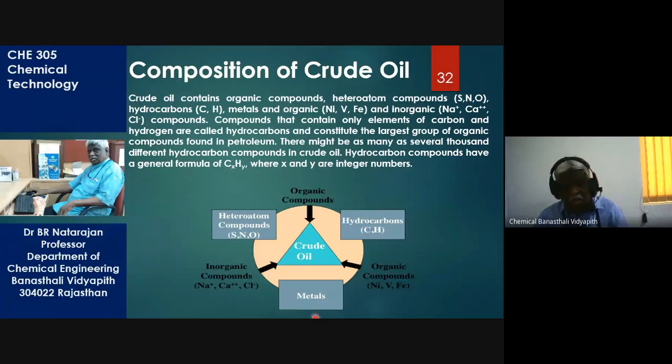Okay, now look at this. So I have crude oil. There may be organometallic compounds with nickel, vanadium, iron, and on this side I have hydrocarbons containing only carbon and hydrogen, and heteroatom compounds, that is hydrocarbons containing sulfur, nitrogen, oxygen, etc. And then you have the metals also.